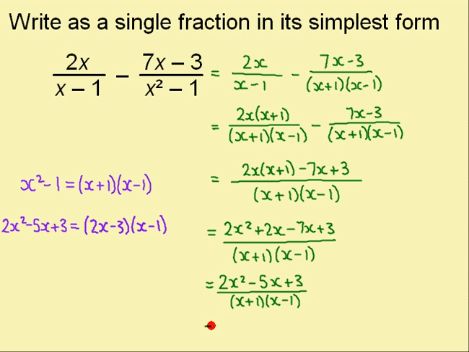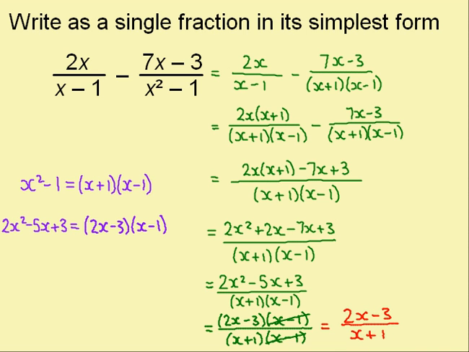So now I can rewrite this as 2x minus 3, x minus 1, over x plus 1, x minus 1. And we can see that we've got x minus 1 in the numerator and the denominator, so these will now cancel out to give me my final answer, which is 2x minus 3 over x plus 1.